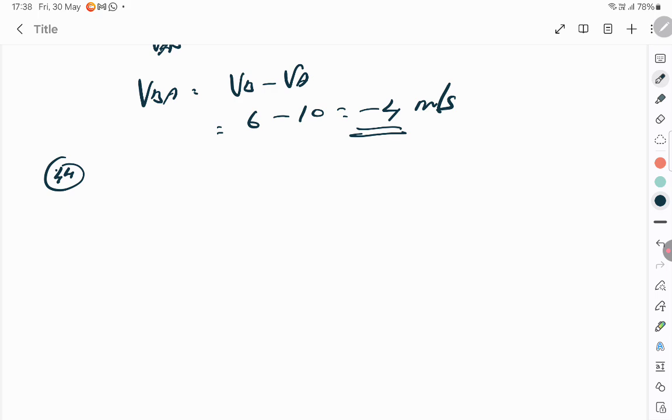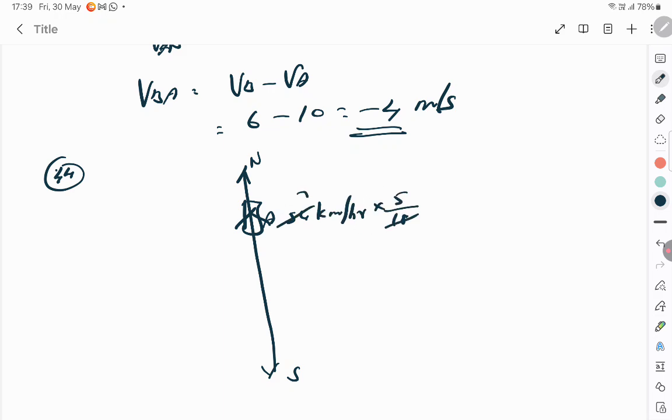Two parallel rail tracks run north to south. Train A moves north. So north to south is this: that's north and this is south. Train A is moving north with a speed of 54 kilometer per hour. To convert to meter per second, multiply by 5 by 18. 18 threes are 54, so it's 15 meter per second.